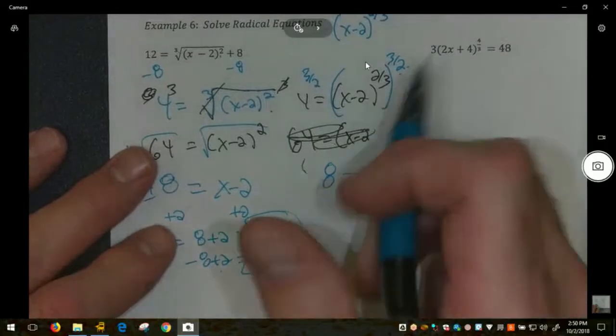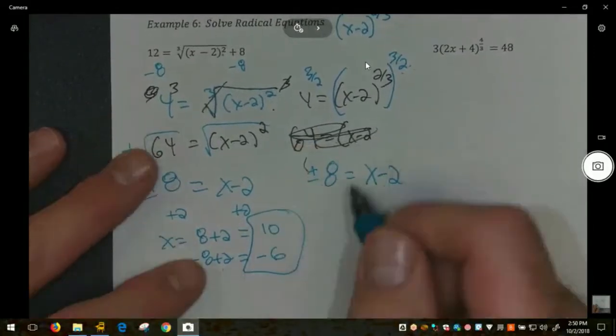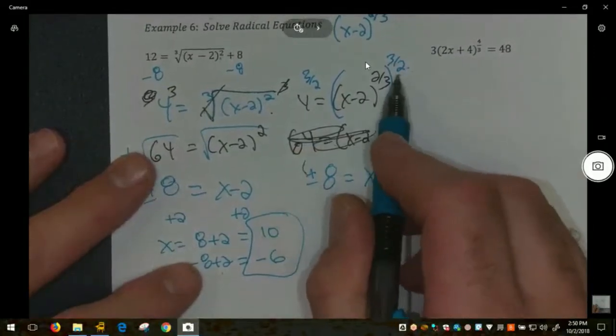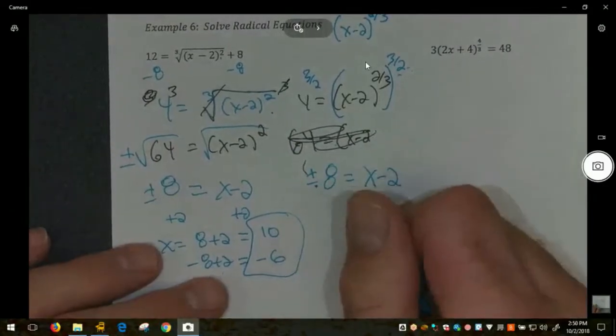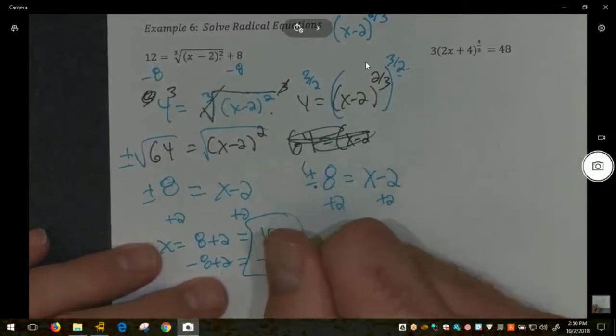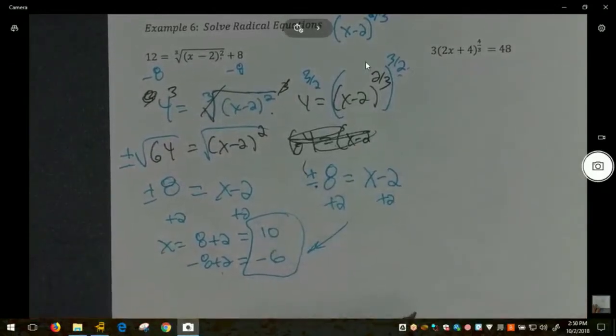Don't forget, because we're taking the square root, it is plus or minus though, and because we're doing an even root, whenever we do the even root, we have to do the plus or minus. If it was an odd root, you don't have to worry about it. Now we add 2 to both sides, we get the same answers, so we're good.